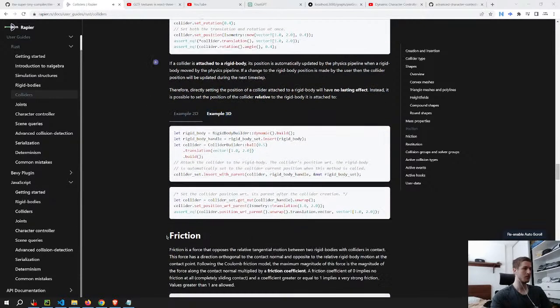Example 2D. Example 3D. let rigid_body = RigidBodyBuilder::dynamic().build(); let rigid_body_handle = rigid_body_set.insert(rigid_body). Friction.